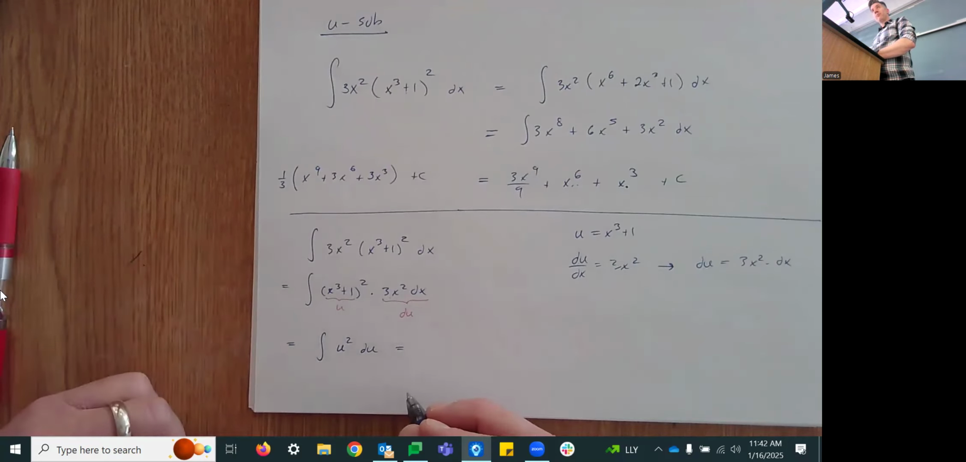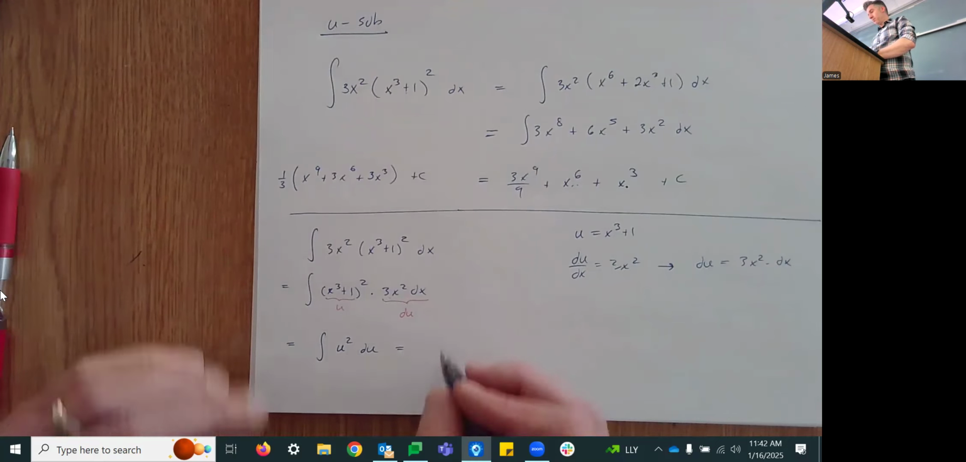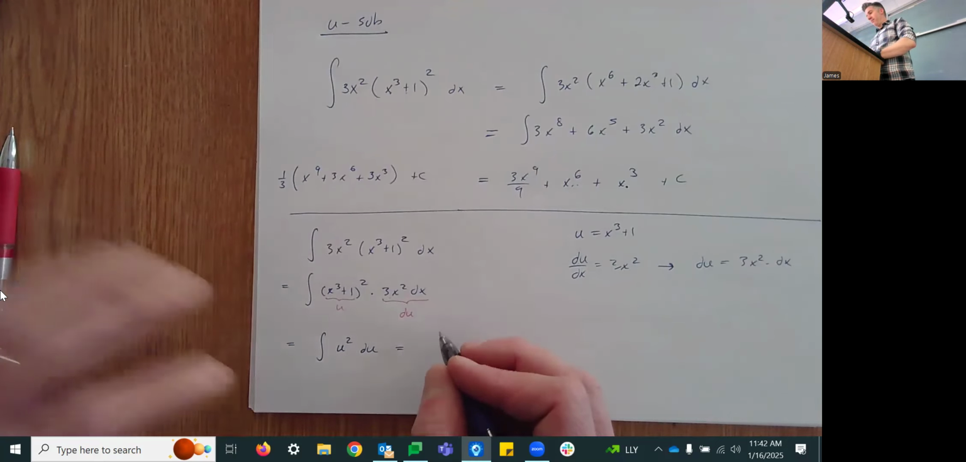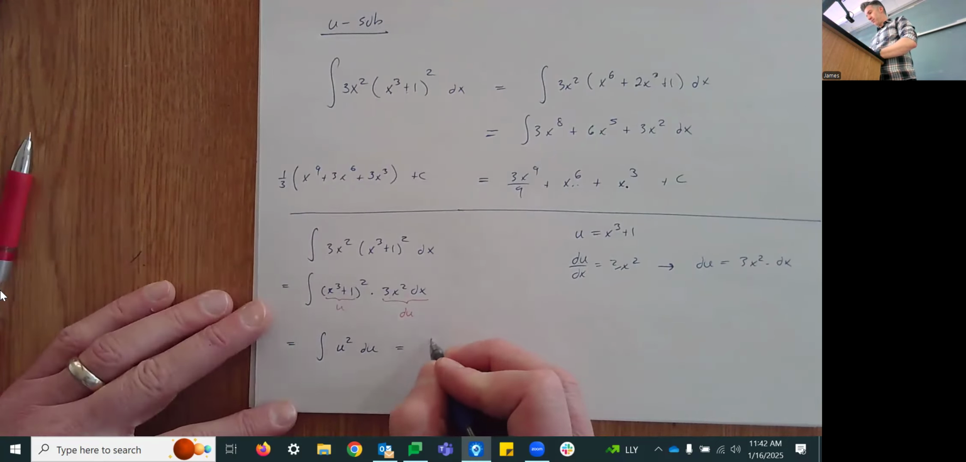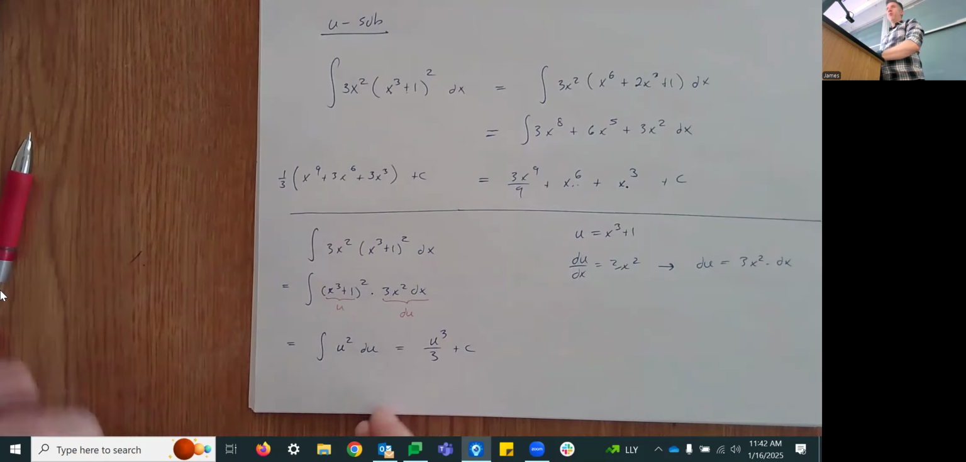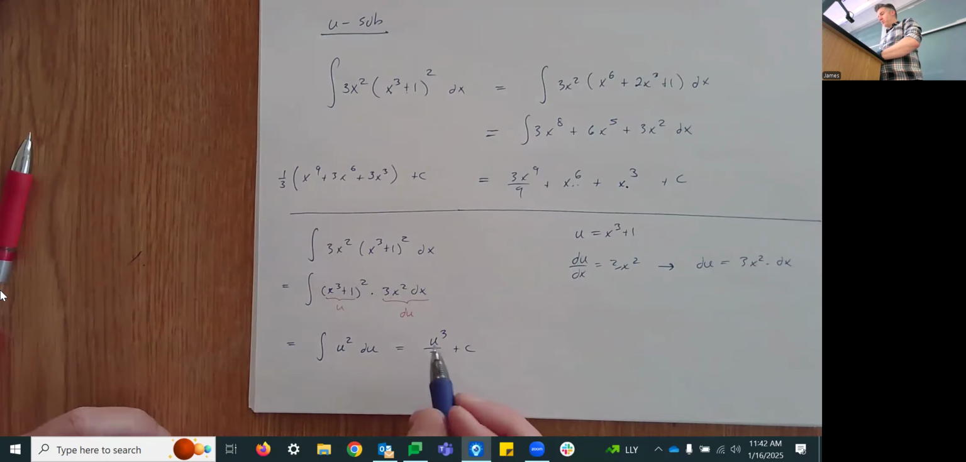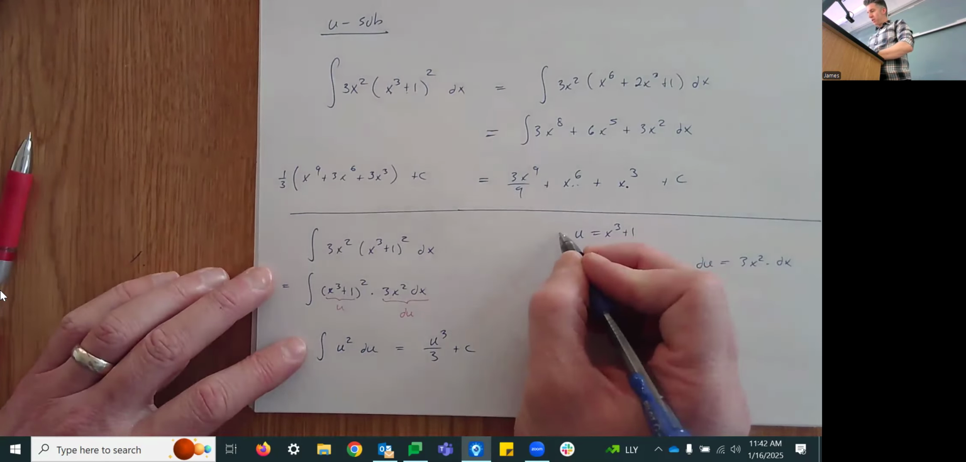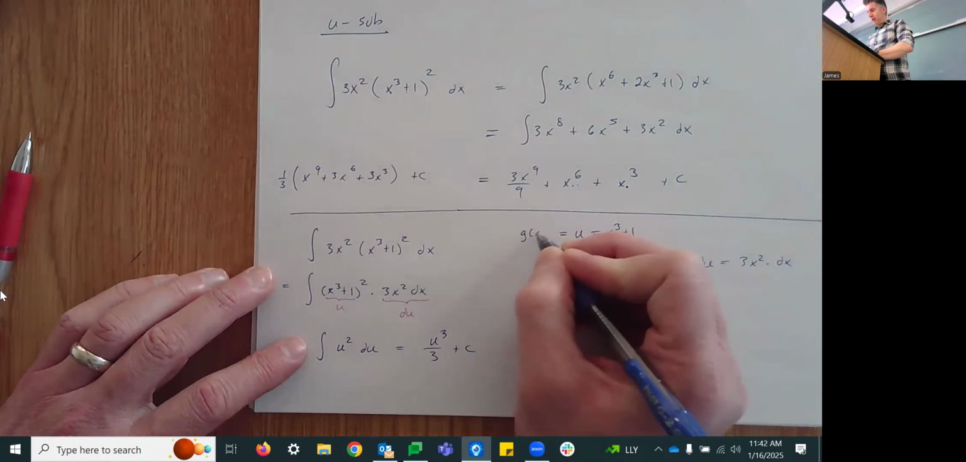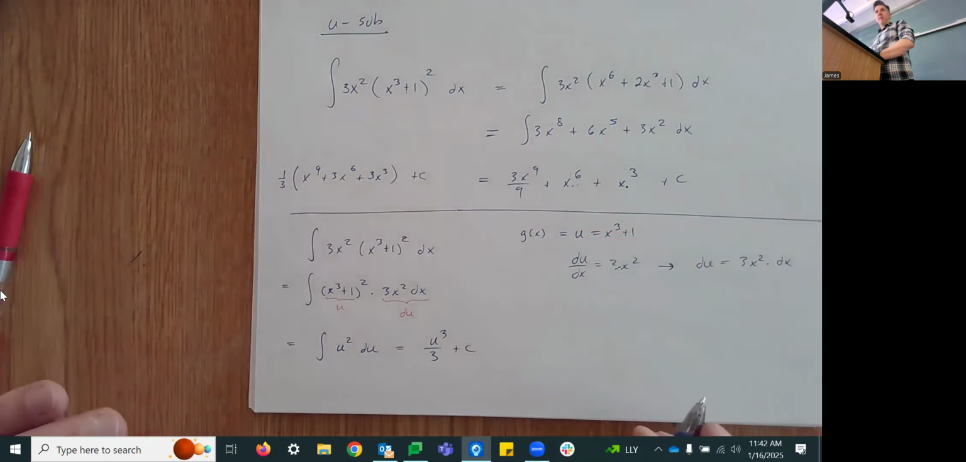Yes. Doesn't have to, but yes. Well, but it can't. You can go either way. So yes, we're going to get u cubed over 3 plus c. Okay, here's what I want to point out. I'm going to call this g of x, just to make it more obvious what's happening here.